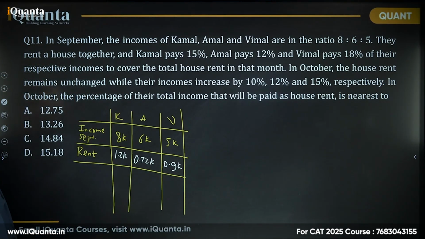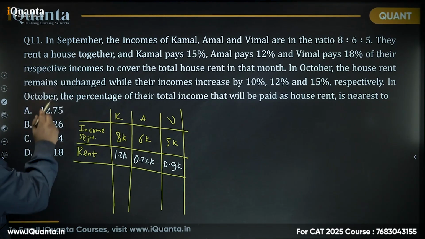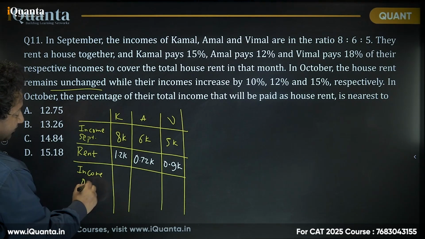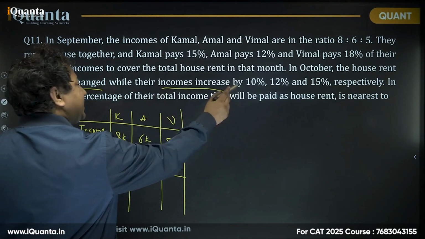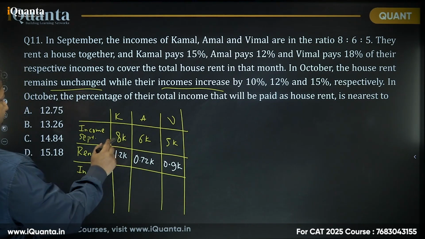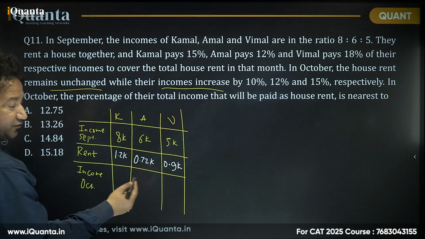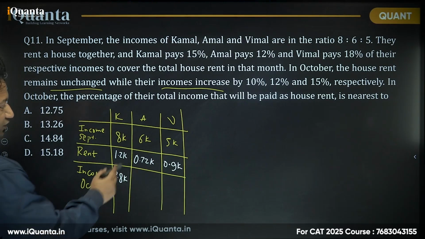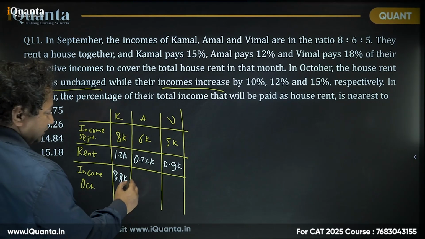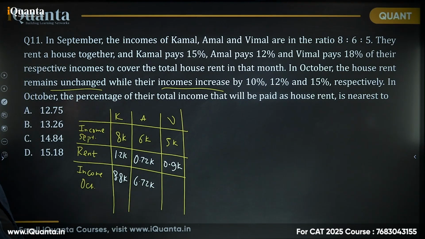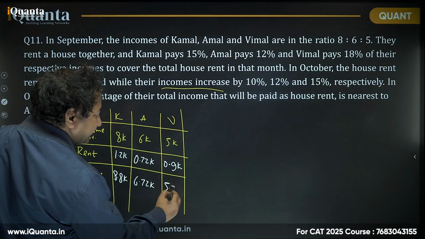All right. In October, the house rent remains unchanged, but the incomes increase by 10%, 12% and 15%. Now the new income for Kamal is 10% of 8, which is 0.8, so we'll have 8.8K. 12% of 6 is 0.72, so we'll have 6.72K. And 15% of 5 is 0.75, so now we have 5.75K as the new income.